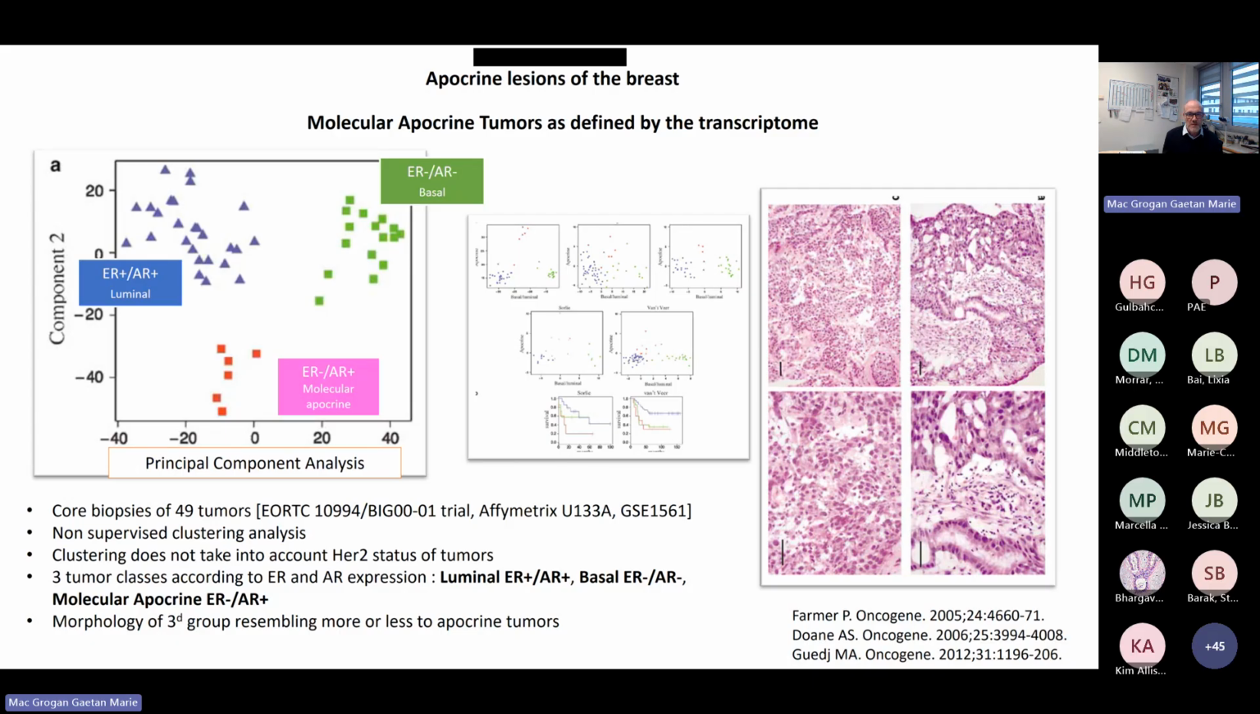Anyway, using our non-supervised clustering analysis, our 49 tumors could be divided in 3 classes. The first class was ER positive and androgen receptor positive, and we call them luminal type tumors. The second class was ER negative and androgen receptor negative, and we call this basal type tumors. And finally, the last class was ER negative and androgen receptor positive. The morphology of the tumors in this third group resembled more or less apocrine tumors. That's why we call it molecular apocrine tumors.